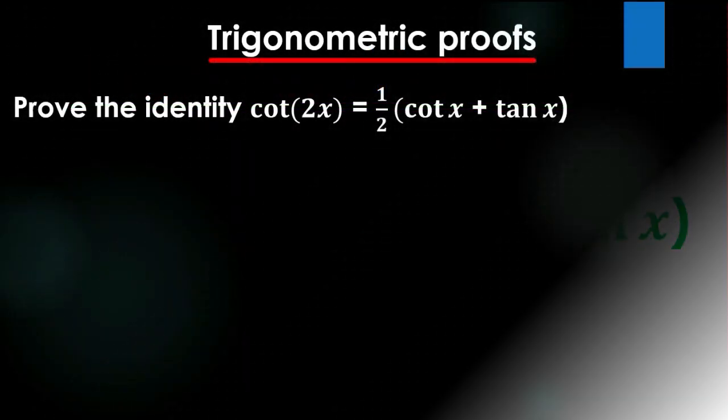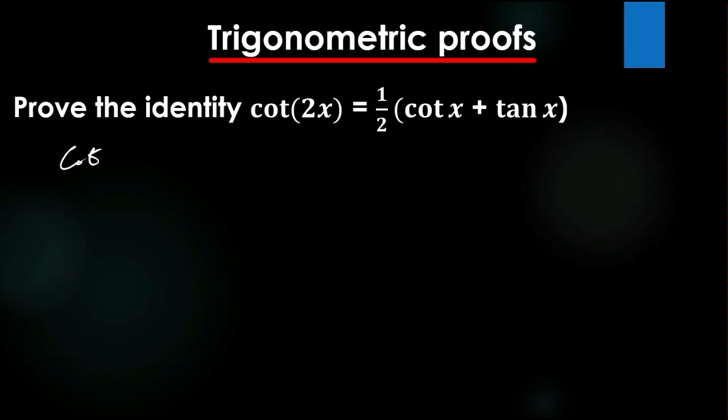Our question says that we are to prove the cot of 2x equals half cot x plus tan x.